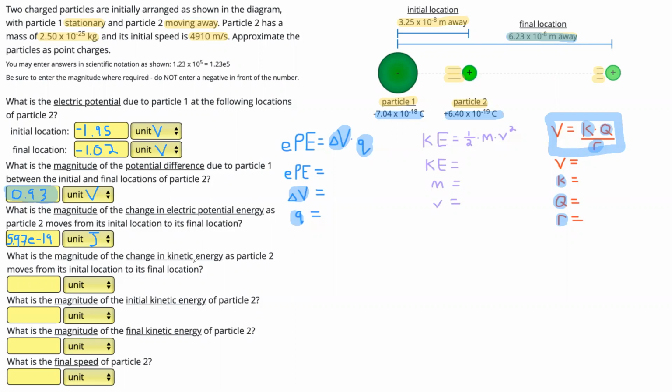Next, I need to find my change in kinetic energy. And we know because of the conservation of energy, my total energy remains constant. So whatever my change in electric potential energy, that's going to be made up by an equal change in kinetic energy. So our change in kinetic energy will be exactly the same. It's also going to be 5.97 times 10 to the negative 19 joules. So we now know the change in kinetic energy. However, we can't just use that to find our speed, since we have kinetic energy at the beginning and at the end.